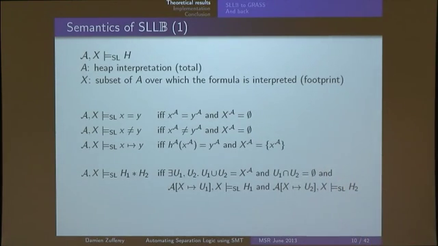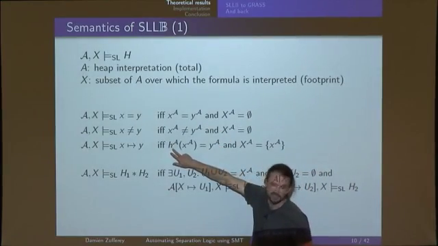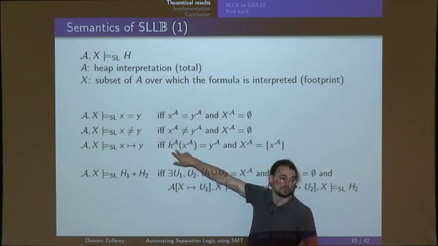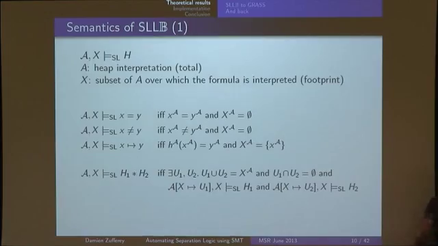Is the subset X a subset of the domain of A or the range of A? It will actually be both, because in some sense the interpretation of the heap is total, and here it's the union of the two, so it's a subset over the whole heap. So it's just saying which part of the heap you are touching. So you can touch part of the range and part of the domain of H.